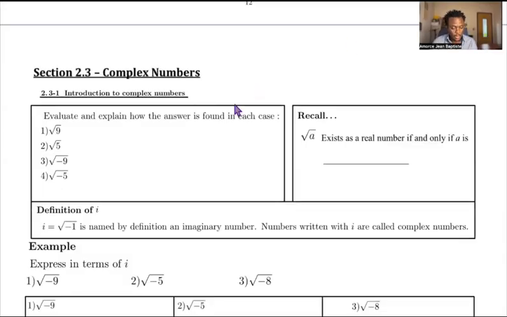Okay, so this next topic, topic number 3, will be about complex numbers. Complex numbers are numbers that are not real. Well, not real doesn't mean that it's not a number, but we're going to show you what makes a complex number a complex number.